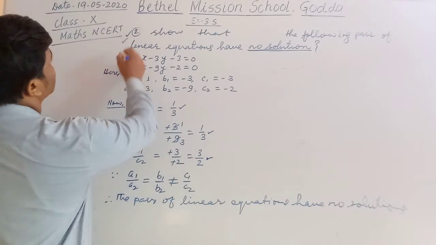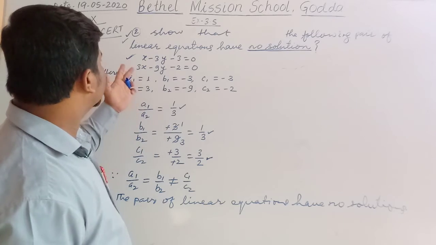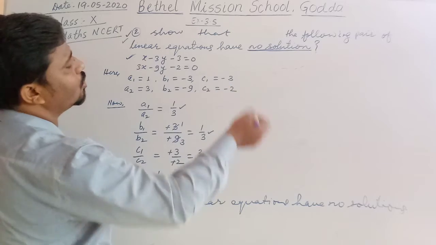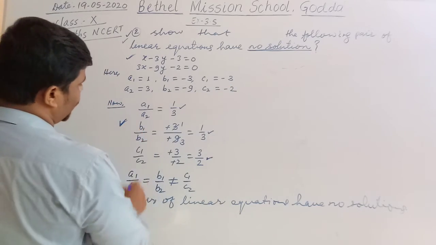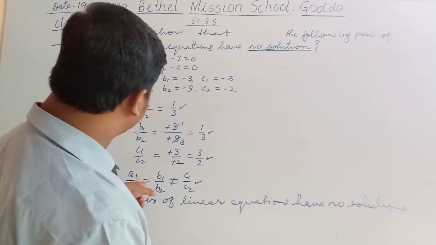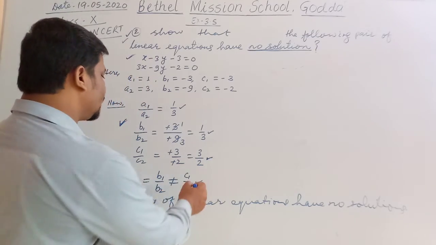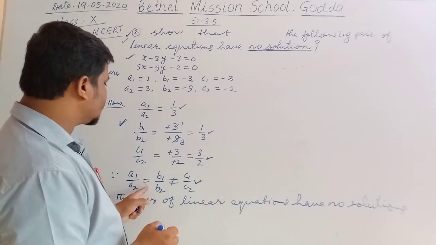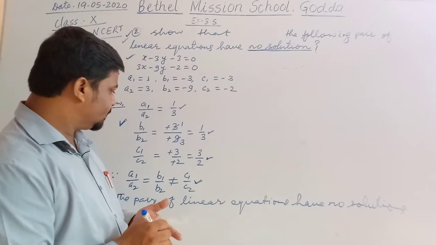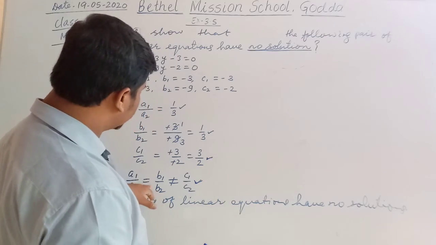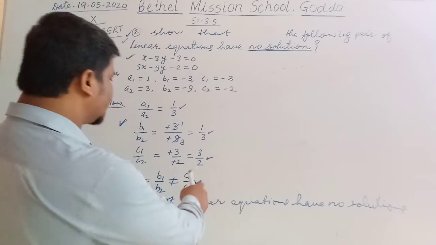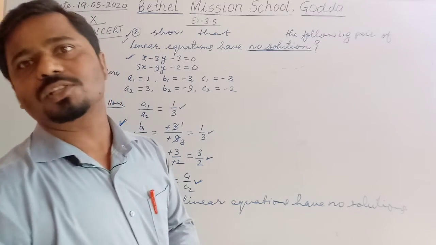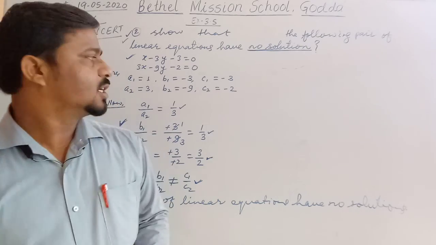In the second question, this property, no solution, was not given. We proved for no solution a1 by a2 equal to b1 by b2 not equal to c1 by c2. In the previous one this property was there, and by using this property we found the value of k, and here we proved this property. So this was the difference. So like that you will solve the rest of the questions.